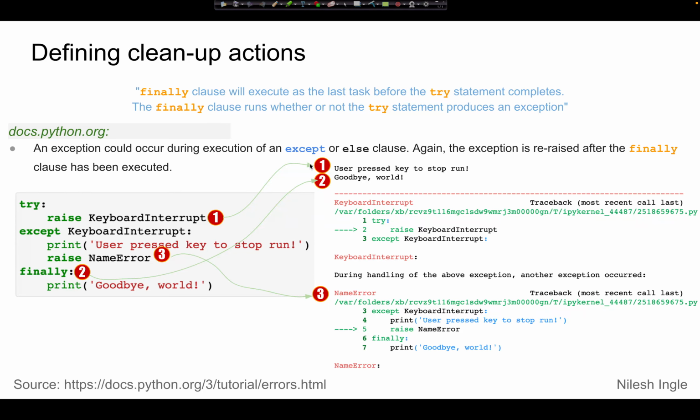So we have the user pressed the key to stop the run, that's first. Then we have the finally block, and then we have the traceback for the keyboard interrupt, the very first one, and the name error as the last one. That's what is written here in the docs: an exception could occur during the execution of an except or else clause, and again the exception is re-raised after the finally clause has been executed. So the finally clause gets the priority.